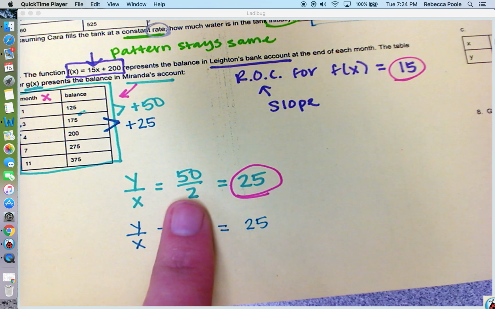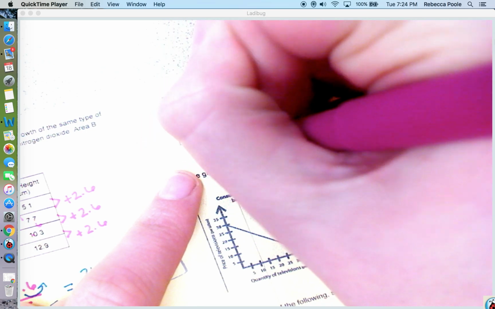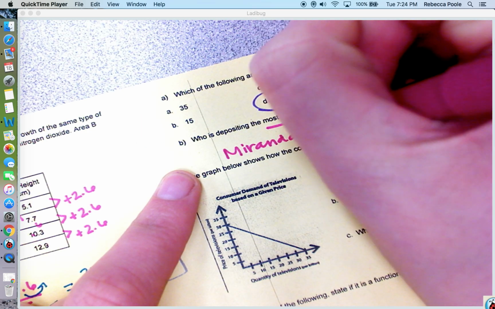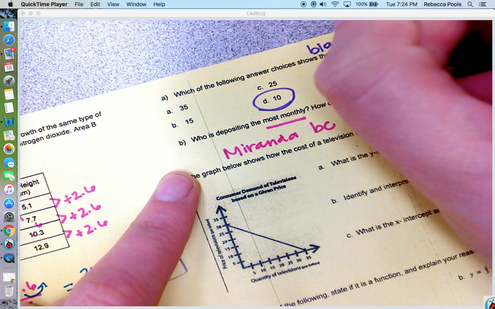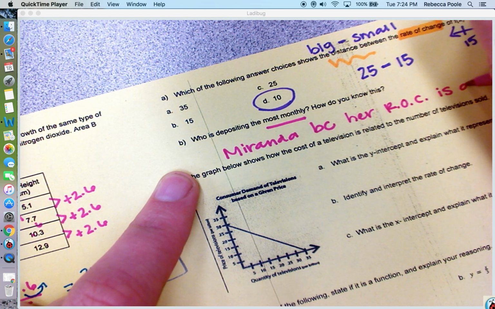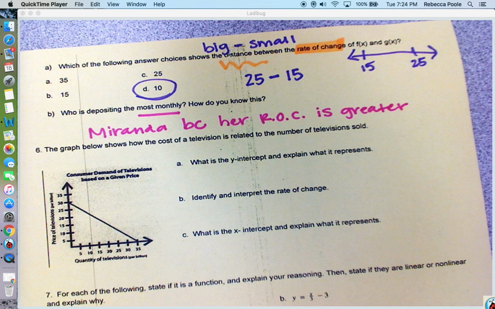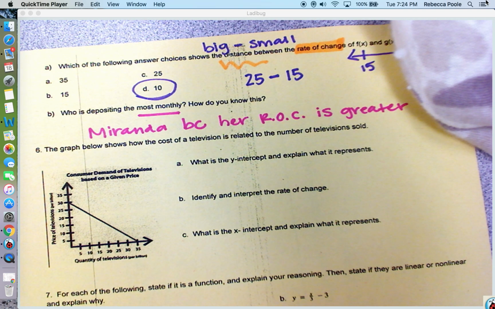So whose bank account went up by 25 each month? Miranda's. So who's depositing the most monthly? Miranda, because her rate of change is greater. All right, so we should be good with our rate of change section of the review.